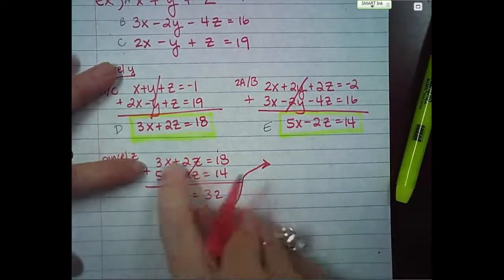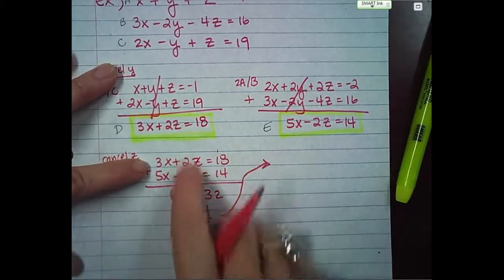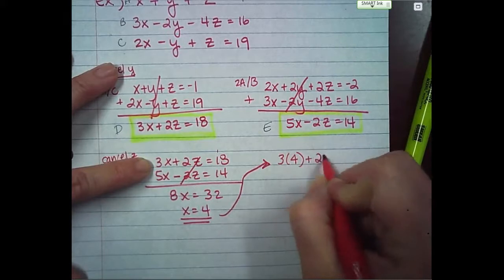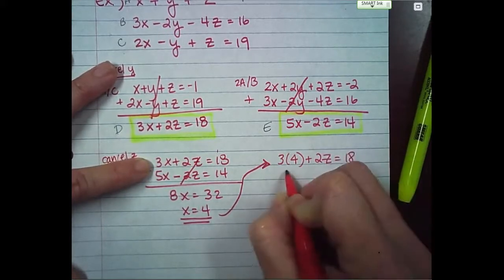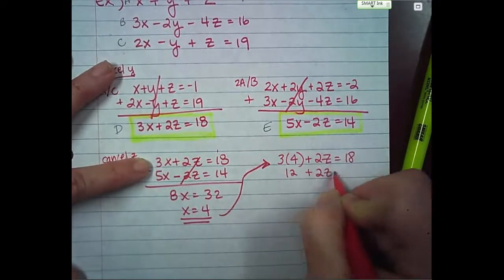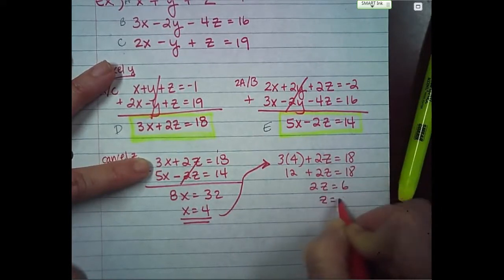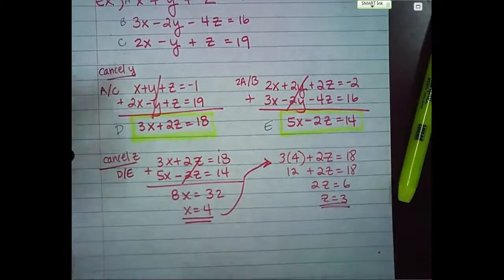So take your little arrow like we usually do. I'm going to plug it into the top line. It doesn't matter which line. So 3 times 4 plus 2 times z equals 18. Z is 3. Yep, I'm done. I have x, I have z.